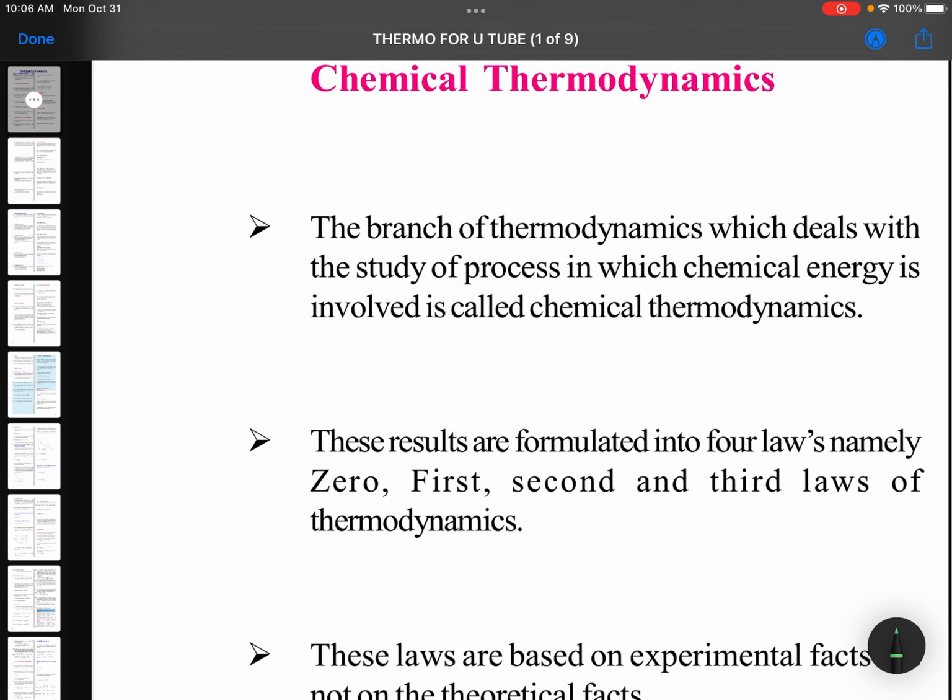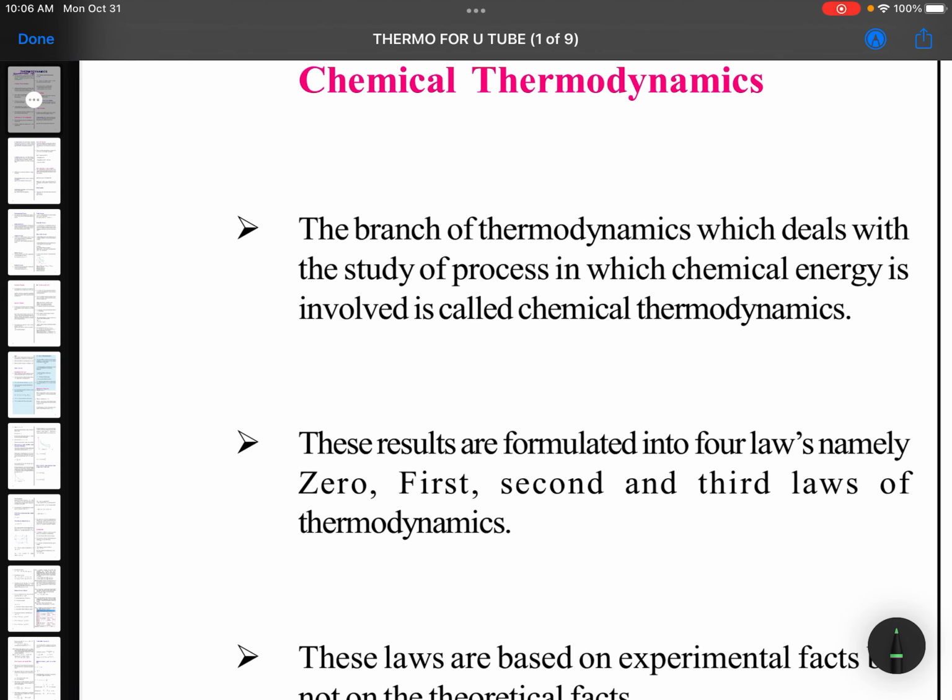What is chemical thermodynamics? The branch of thermodynamics which deals with the study of processes in which chemical energy is involved is called chemical thermodynamics. Means heat of reaction. In a chemical reaction, energy will be released or energy will be absorbed. If you are discussing that, then that is called chemical thermodynamics.